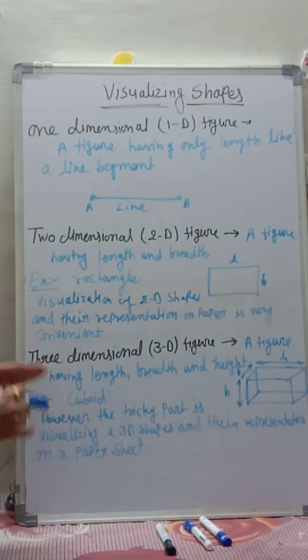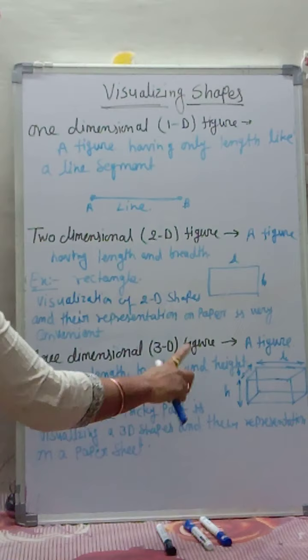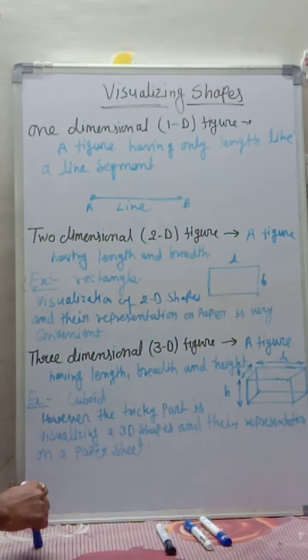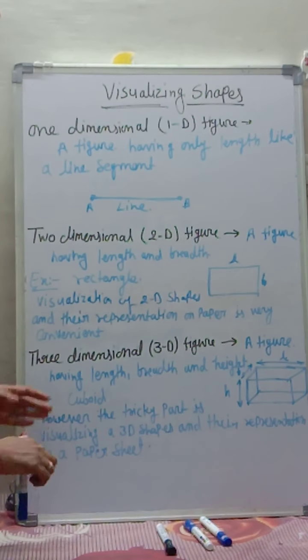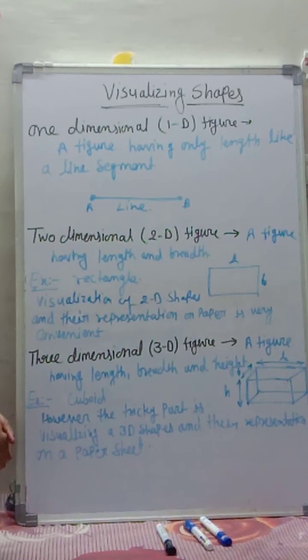So students, however, the tricky part is visualizing 3D shapes and their representation on a paper sheet. So now in this chapter we will learn how to visualize and how to represent 3D shapes.